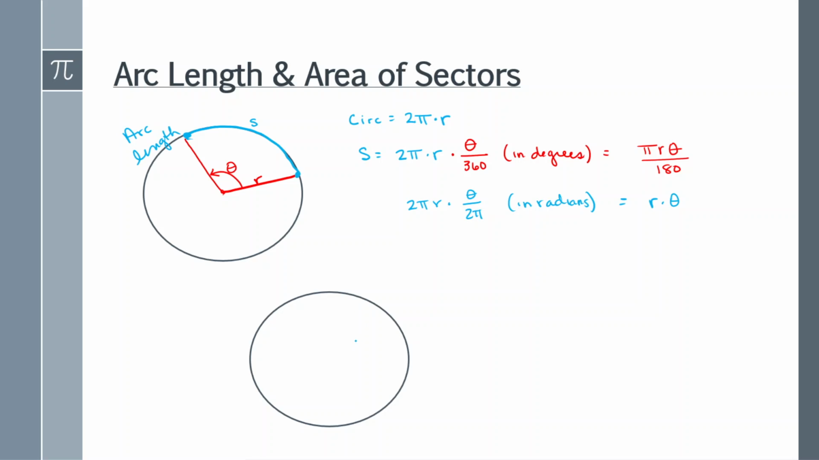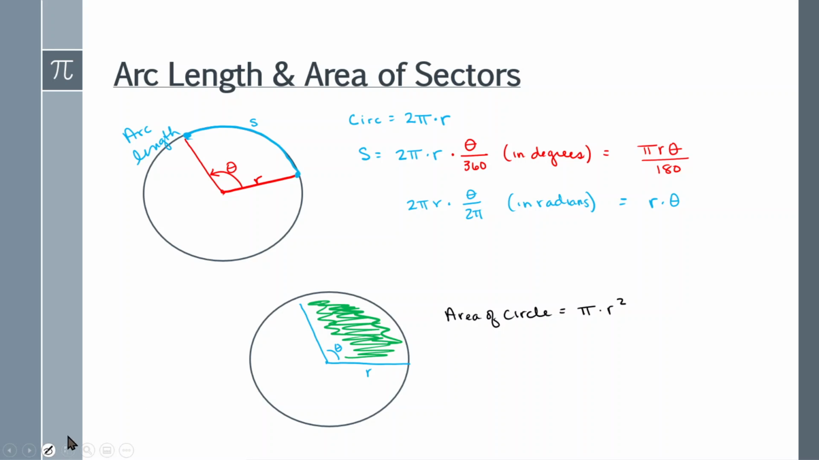Now what happens when we talk about the area of a sector? Well, again, here's our radius. We're going to make some angle. The sector is this piece of the pie. Okay, so the area of the entire circle from geometry we know is pi times radius squared.